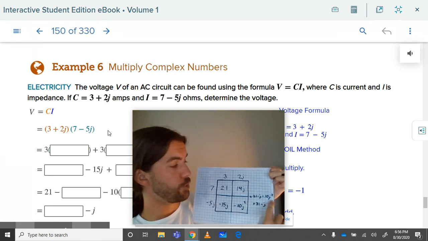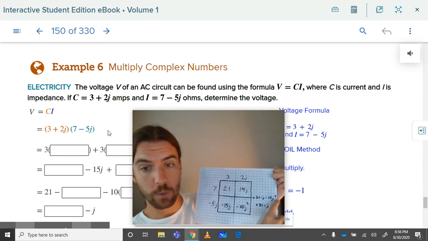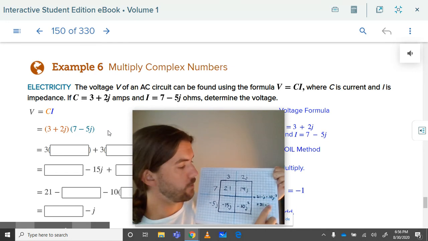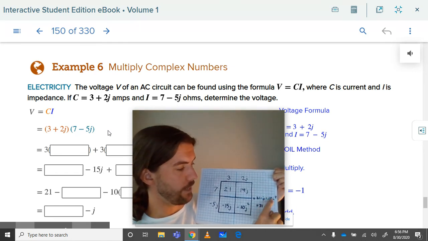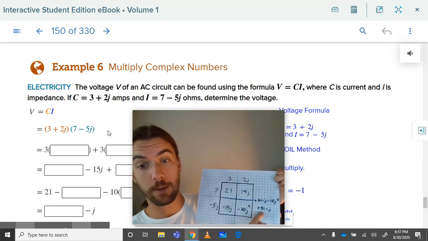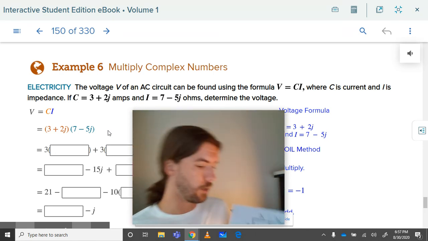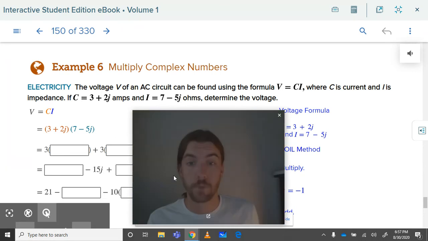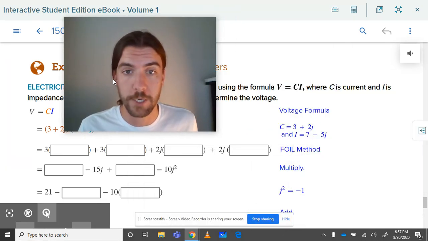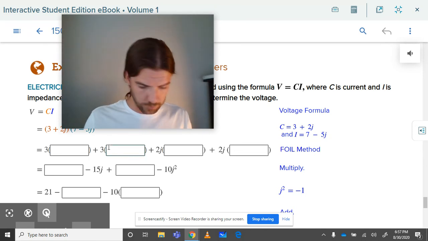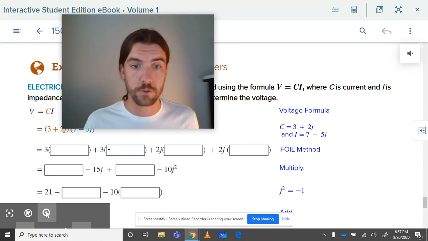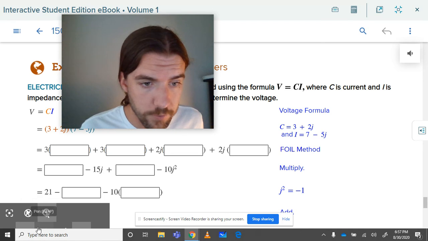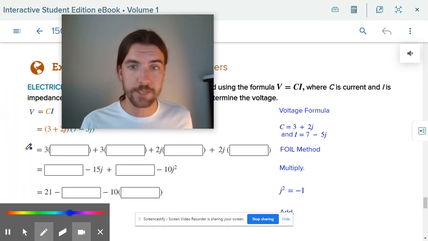Well, j squared, this is our imaginary number squared, so that's negative 1. So we get plus 10 rather than minus 10, which brings our 21 up to 31. That's how I got my answer of 31 minus j. And I will work that out not by that area model, but in the model that the book is showing, just so that I can show you what the book wants to see. And that is going to be done like so.